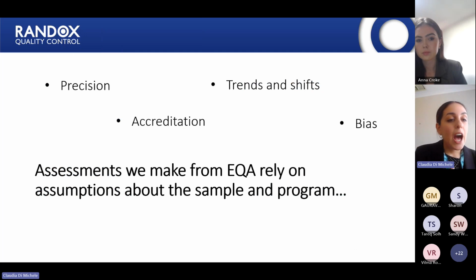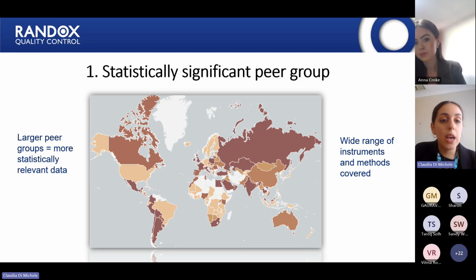So we've talked about today how we can gain insights about our precision, about our trends and shifts, about our bias, and how it is definitely important to use EQA to maintain our accreditation, but the correct EQA to maintain our accreditation. But I guess assumptions that we make from EQA, assessments that we make from EQA, rely on assumptions about the sample and the program. To be able to draw these conclusions, we really rely that the samples and the programs are functioning in the way that they should. So firstly, to make these assessments, we should have a statistically significant peer group. Larger peer groups equals more statistically relevant data. Especially if there is a wide range of instruments and methods covered, so it can place you in the correct area of the overall peer group.